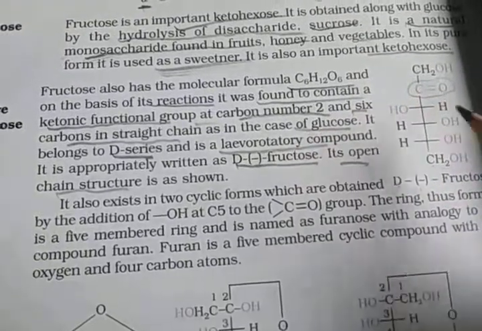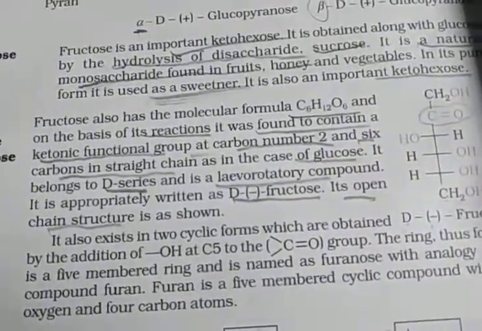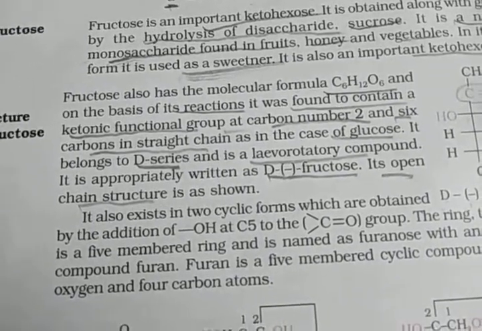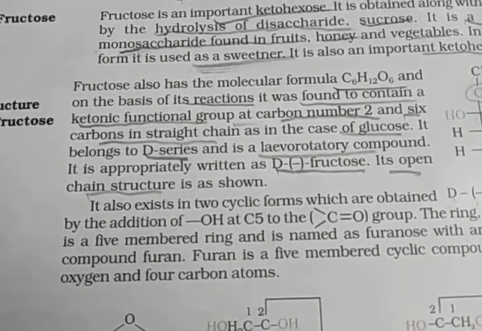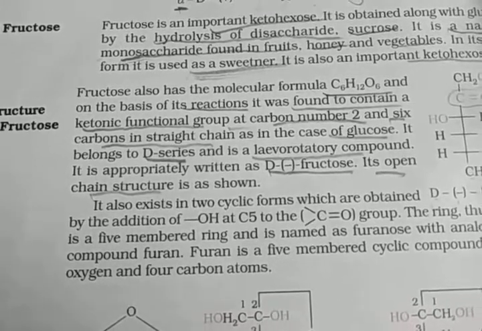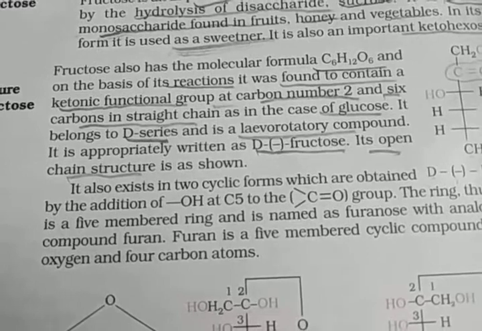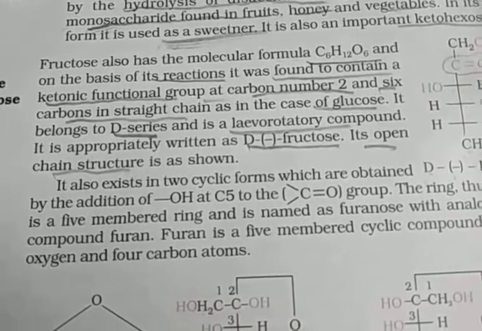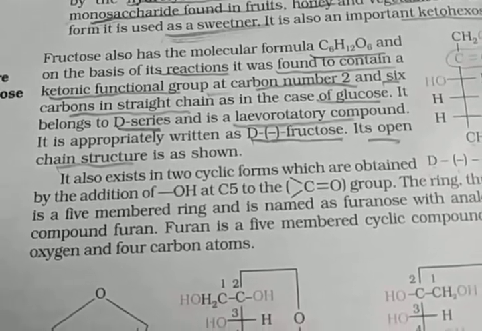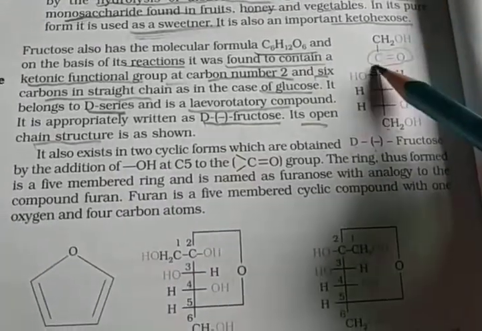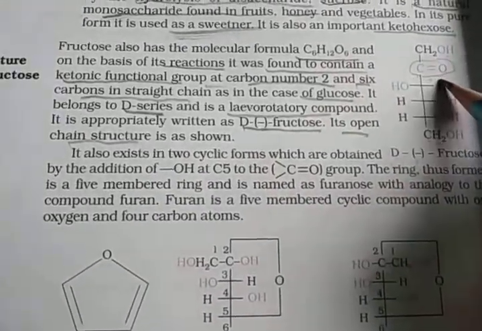So what is the difference between glucose and fructose? Glucose has the molecular formula C6H12O6, fructose also has the same formula C6H12O6. Glucose has an aldehyde group, but fructose has a ketonic group. In glucose the aldehyde group, CHO, is attached to the first carbon, but in fructose the ketonic group, C double bond O, is attached to the second carbon.